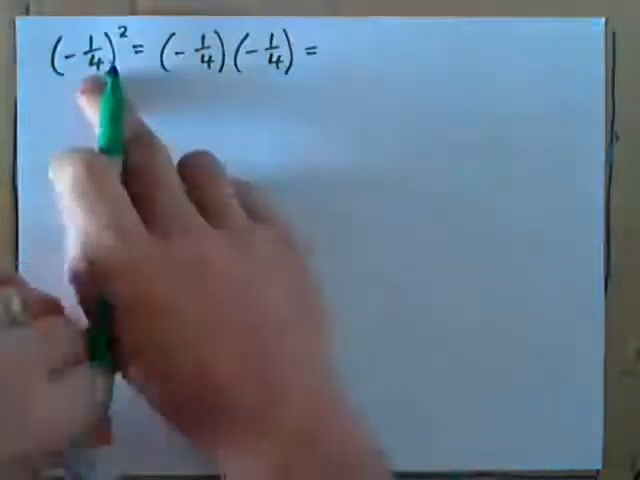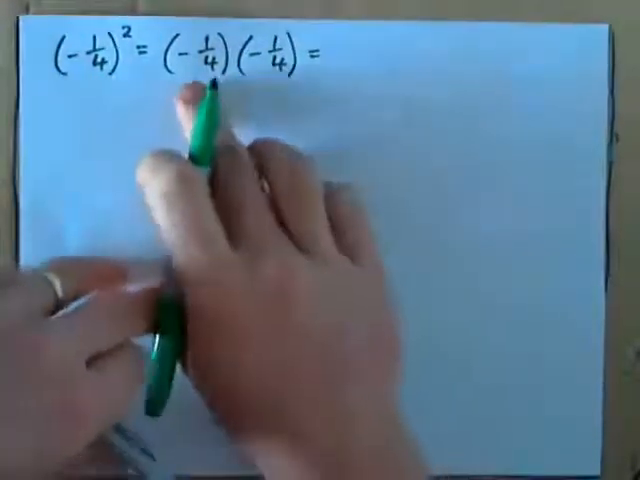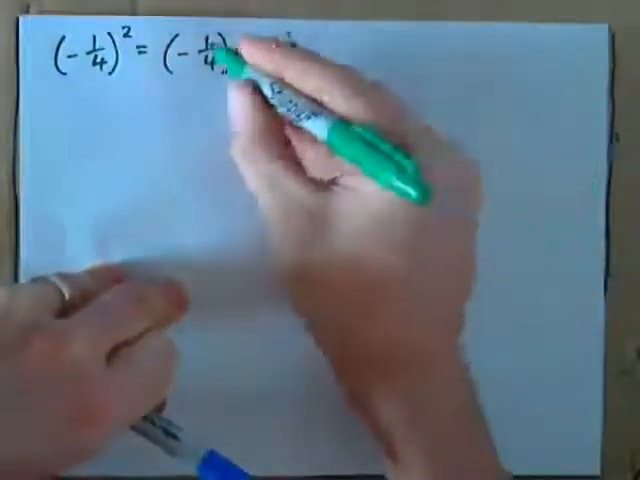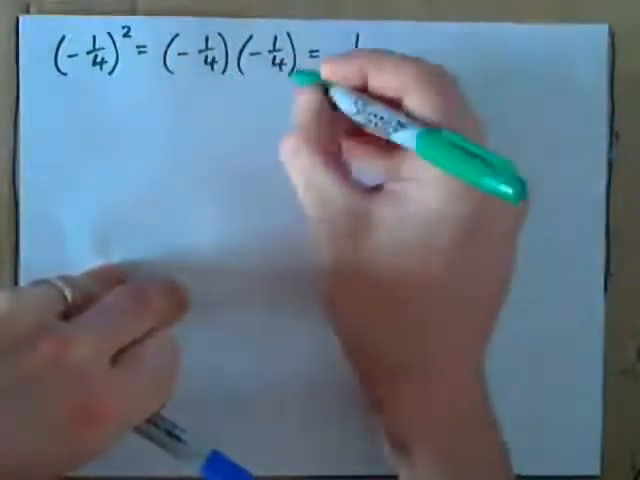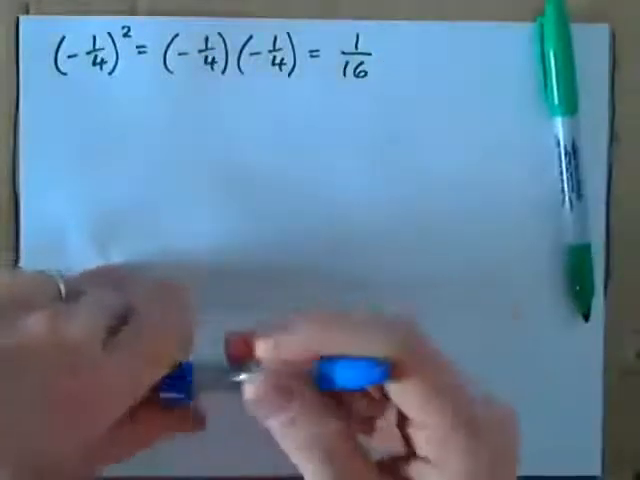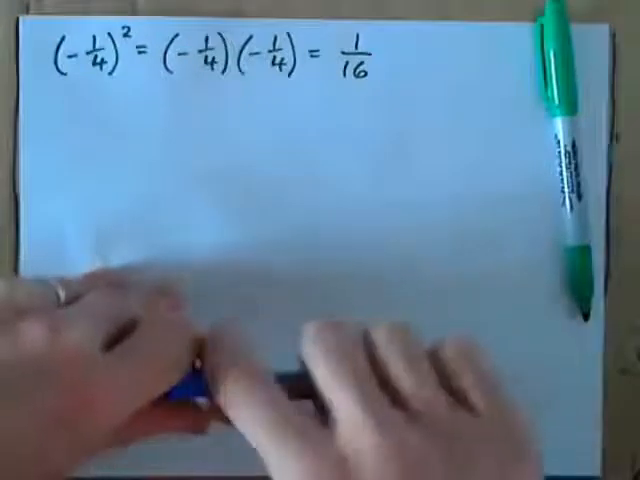So you should have negative 1/4 in parentheses squared, which is negative 1/4 times negative 1/4. Negative times negative is positive. 1 times 1 is 1, over 4 times 4 is 16, right? So let's have a look at something here.